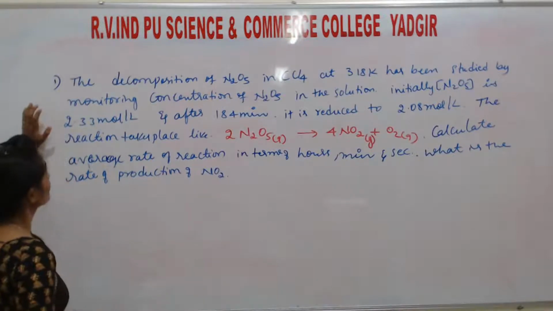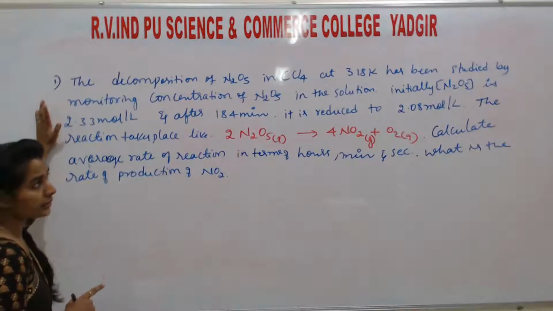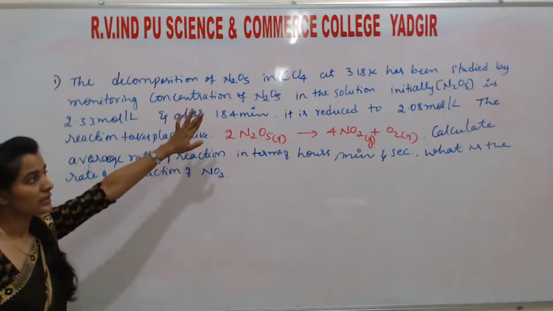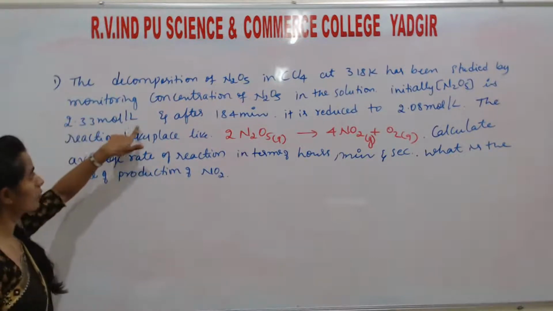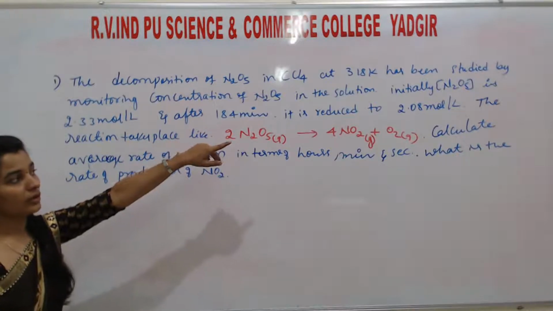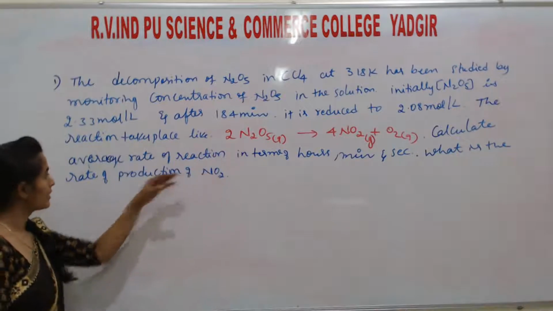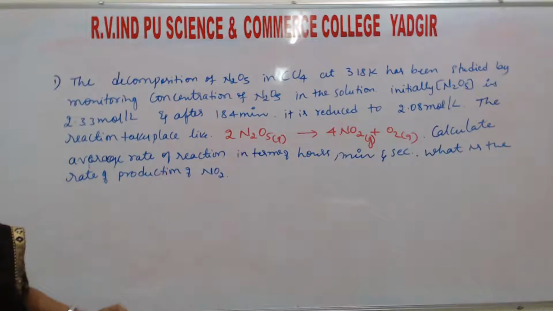Listen dear students, the decomposition of N2O5 in CCl4 at 318 Kelvin has been studied by monitoring concentration of N2O5 in the solution. Initially, concentration of N2O5 is 2.33 mole per liter. After 184 minutes, it is reduced to 2.08 mole per liter. The reaction takes place in this manner, so then calculate the average rate of reaction. Okay, so the first thing we have to follow here, average rate.